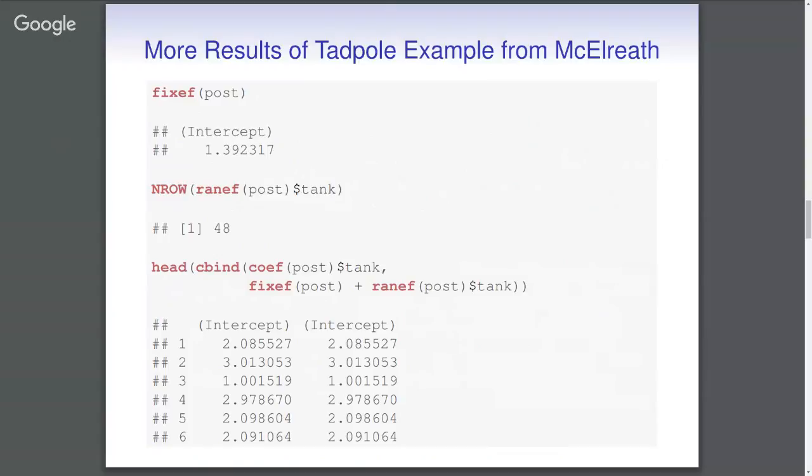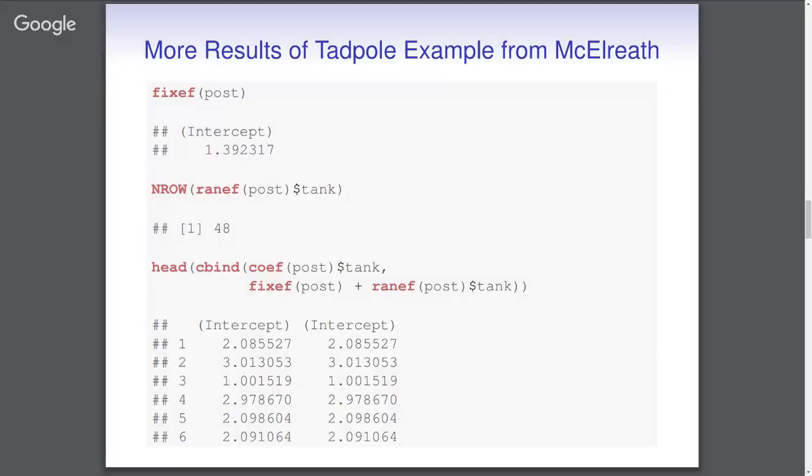But because LME4 and its syntax and its functions and whatnot were already out there, we decided to adopt the same conventions, even though they don't make as much sense from a Bayesian perspective. So another one is the ranef function, which is going to return point estimates for how much each of the 48 tanks deviate in their log odds from the overall estimate for tadpoles as a whole.